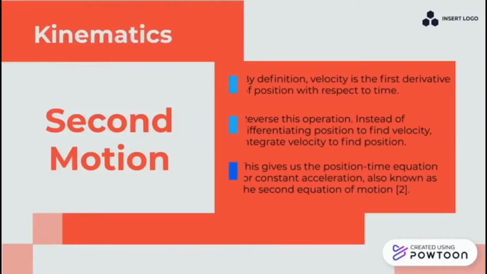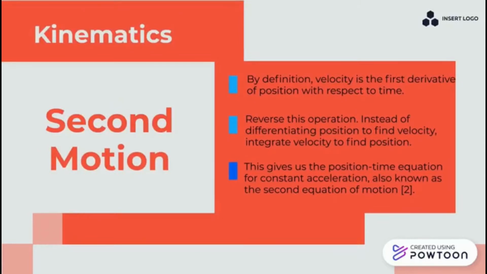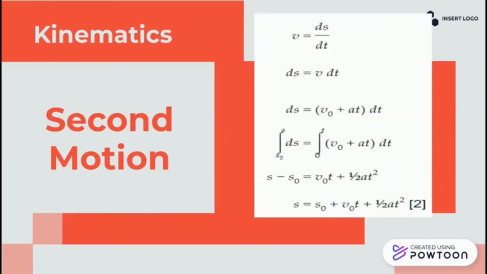For the second motion, by definition, velocity is the first derivative of position with respect to time. Reverse this operation. Instead of differentiating position to find velocity, integrate velocity to find position. This gives us the position-time equation for constant acceleration, also known as the second equation of motion. This is the step for the second motion.